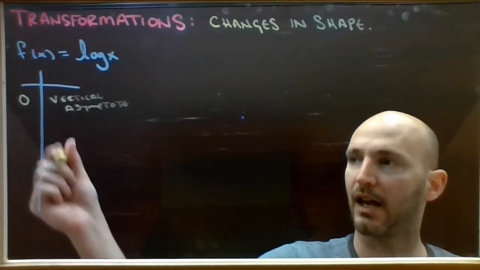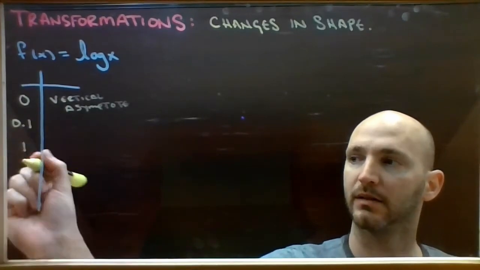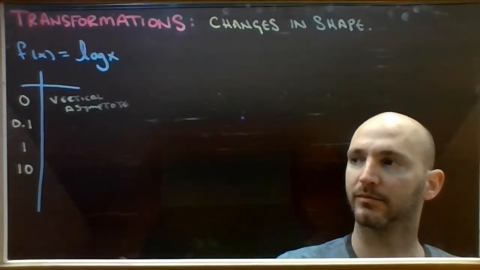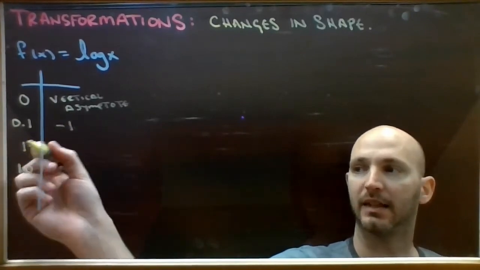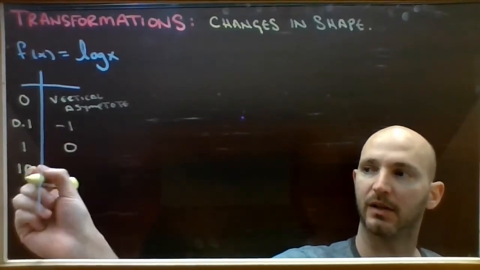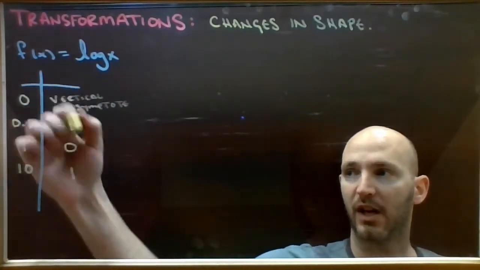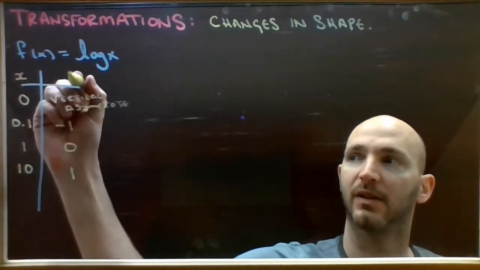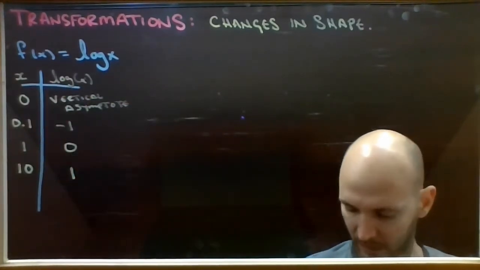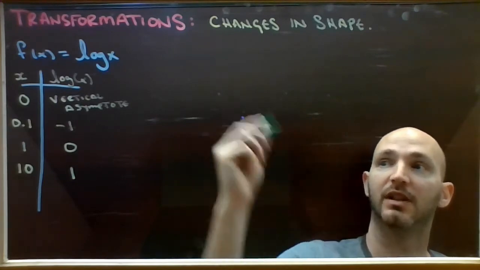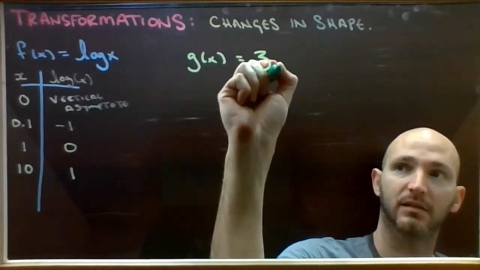And then the x values that are really nice will be 0.1, 1, and then 10. So the log of 0.1 is -1, and the log of 1 is 0, and the log of 10 is 1. You can check those with your calculator. So what I've got in these charts here then are some x values, and then I have the log of those x values. And the function that we're going to try and sketch is g of x is 3 log x.